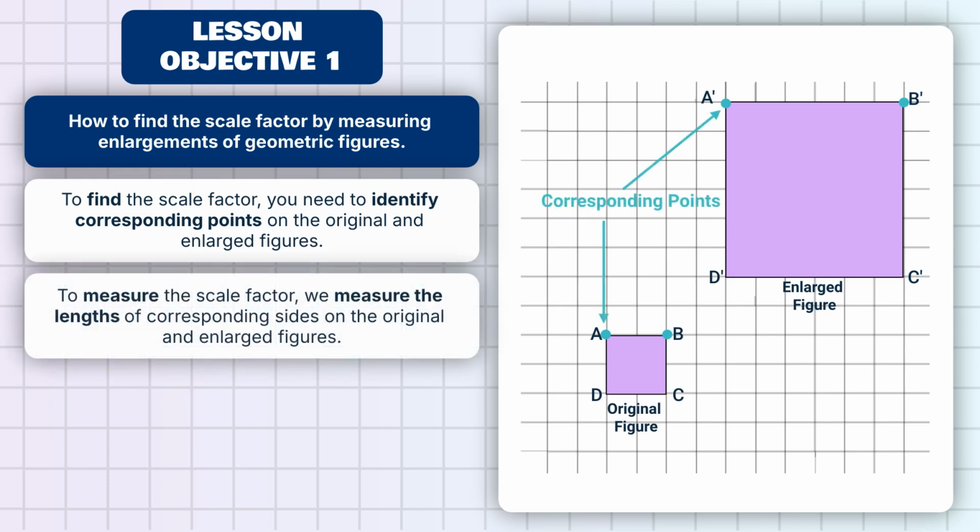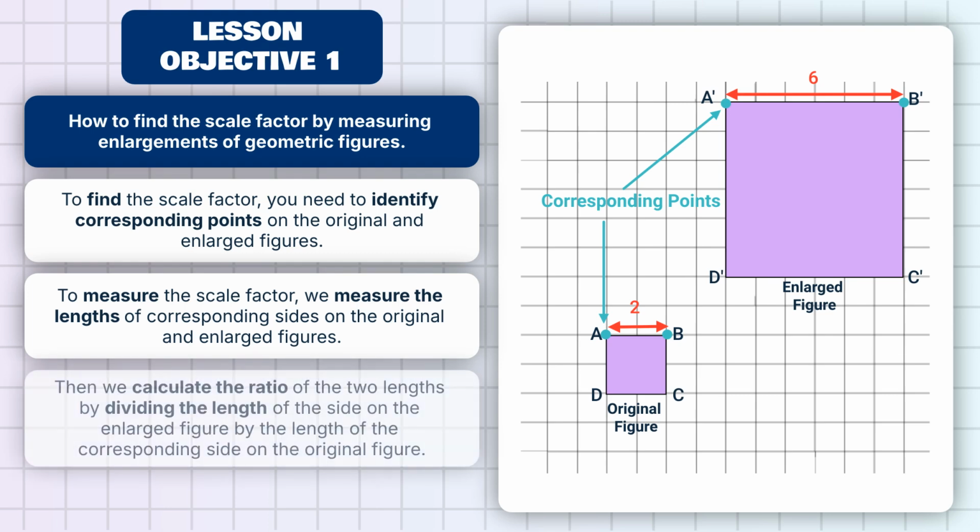To measure the scale factor, we measure the lengths of corresponding sides on the original and enlarged figures. We then calculate the ratio of the two lengths by dividing the length of the side on the enlarged figure by the length of the corresponding side on the original figure. This will give you a ratio for each corresponding side. The ratio obtained for each corresponding side should be the same if the enlargement is consistent. This common ratio is the scale factor. Let's look at some detailed examples to illustrate this better.